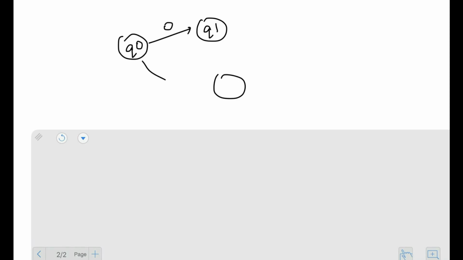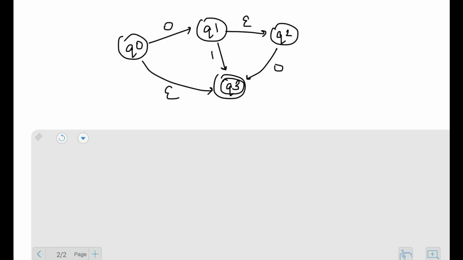On epsilon, it goes to a final state Q3, and Q1 on epsilon goes to Q2, which on 0 goes to Q3, and let's say this goes to Q3 on a 1. This is just a random NFA that I've drawn. So here, let's say my start state is Q0 for the NFA.